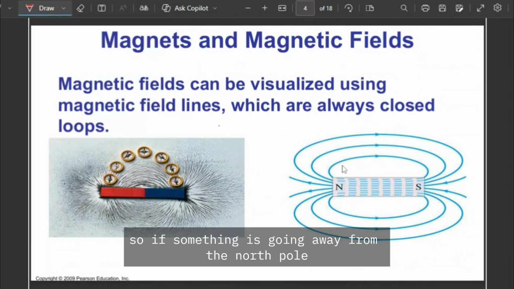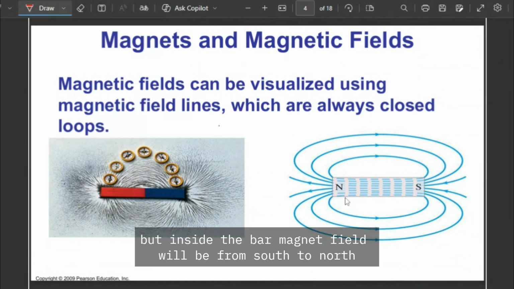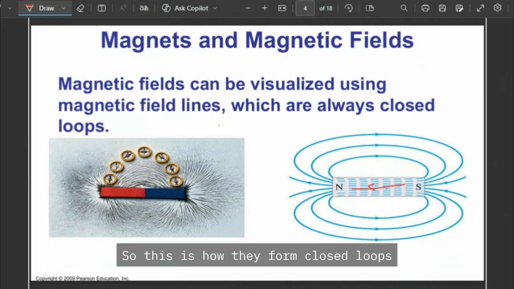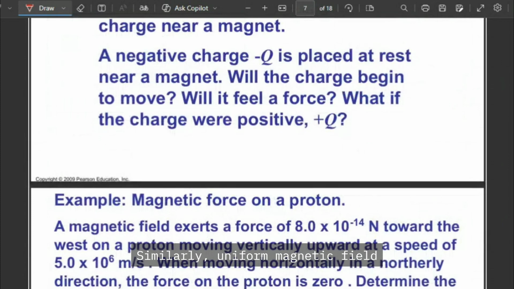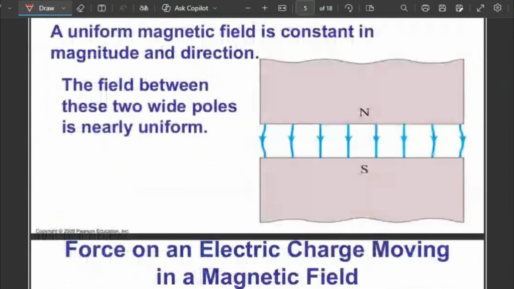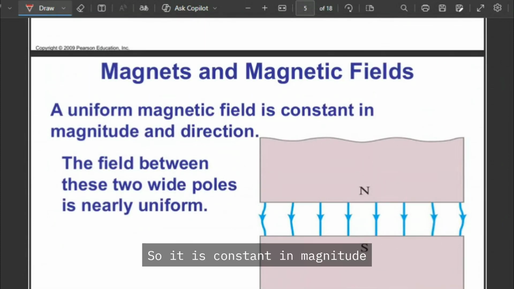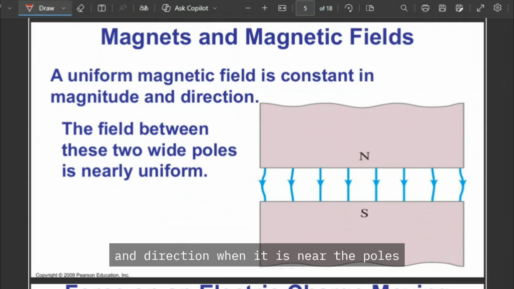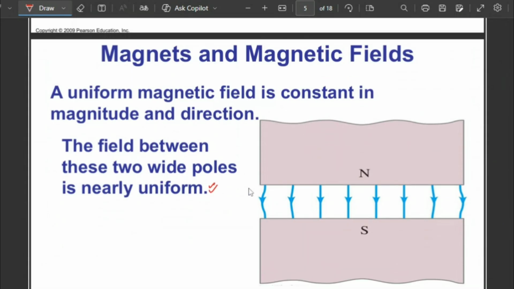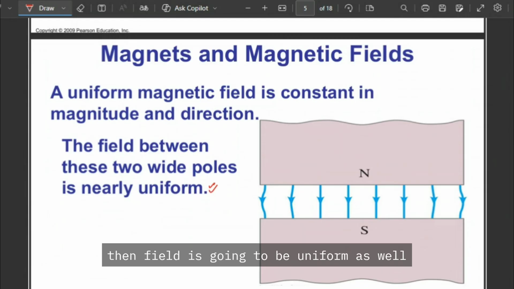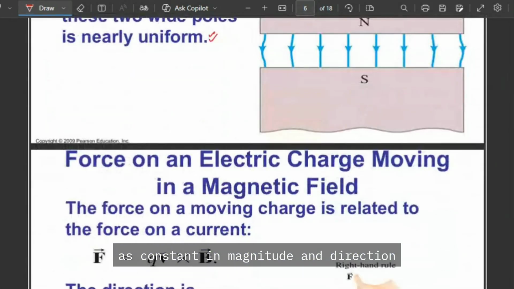So if something is going away from the north pole, or coming out from the north pole, it will terminate into the south. But inside the bar magnet, the field will be from south to north. So this is how they form closed loops. Similarly, a uniform magnetic field is constant in magnitude and direction when it is near the poles. If you're talking about two flat poles which are nearly uniform, then the field is going to be uniform as well as constant in magnitude and direction.